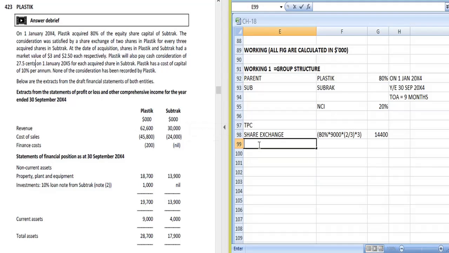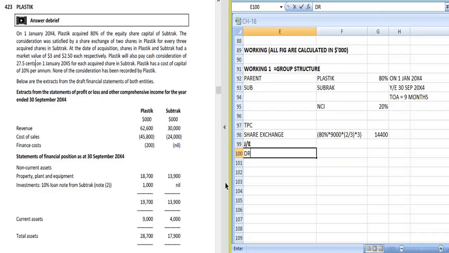So here, Plastic has a cost of capital of 10% per annum. None of this consideration has been recorded by Plastic. So it means both the share exchange and the cash deferred consideration have not been recorded by the parent. So here we will pass a journal entry. I will write it in shortcut, JE.